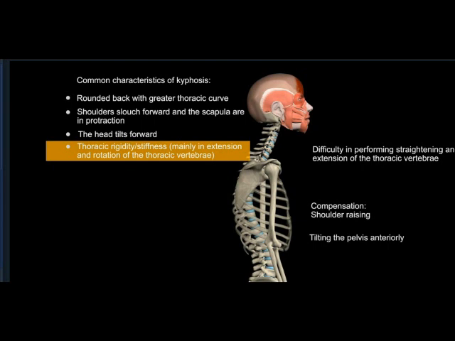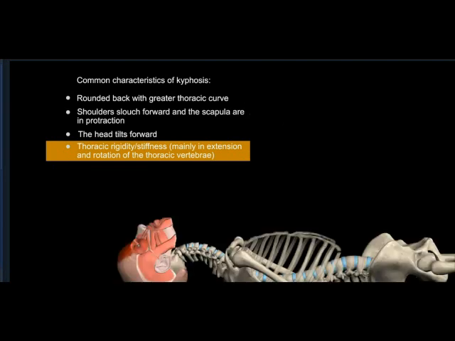Compensation: shoulder raising, tilting the pelvis anteriorly. Chin up. Scapular protraction because of the shortening of the pectoralis minor. Anterior arm tilt, mainly because of the shortening of the pectoralis major.